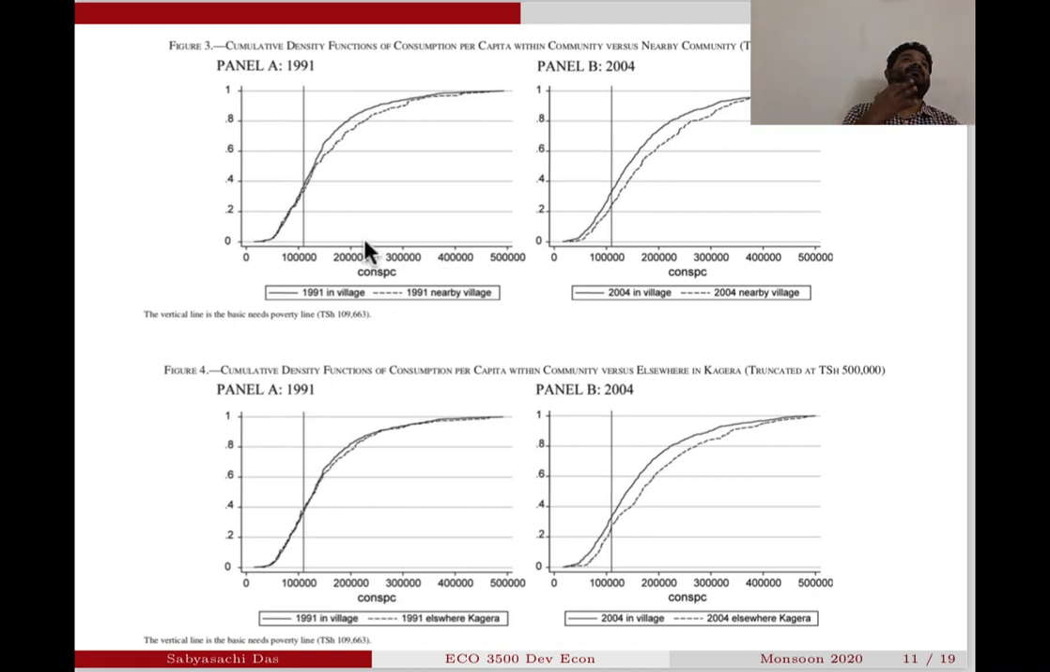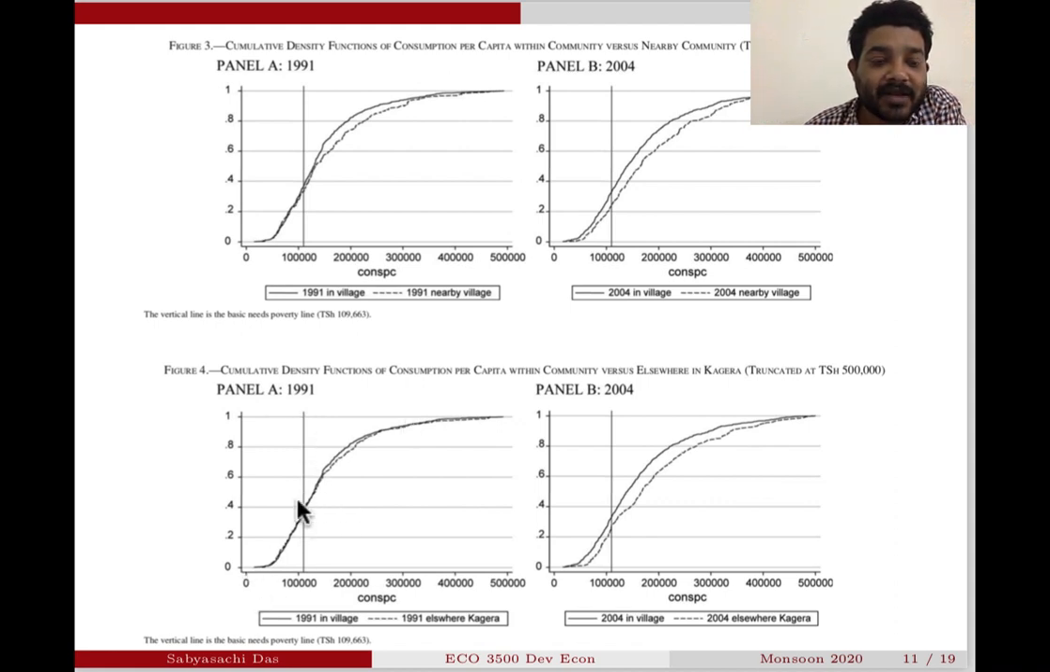So what this is basically saying is that it's not the case that systematically relatively rich people are moving, especially if you compare this nearby village versus same village. The nearby village movers at least look very similar compared to the people who stayed back. But for them, even migration has a different effect. So it cannot be the case that these people are richer, so they were able to move. There were some other factors.